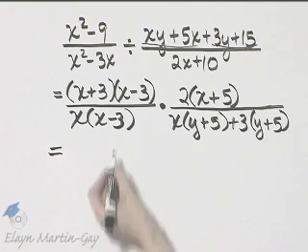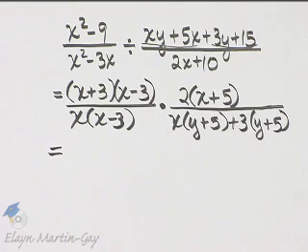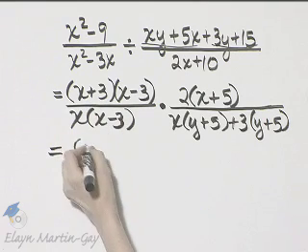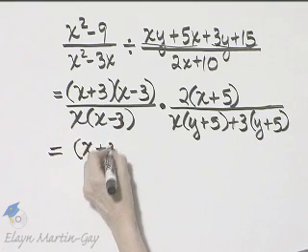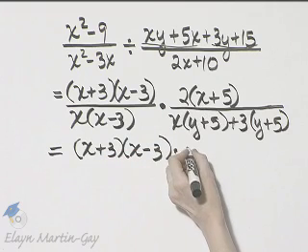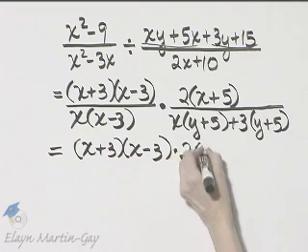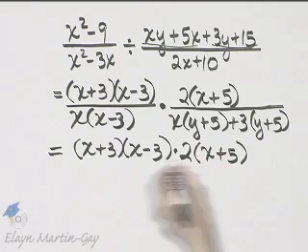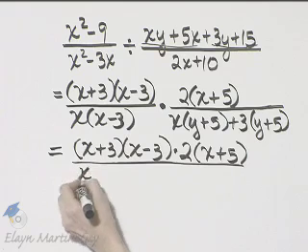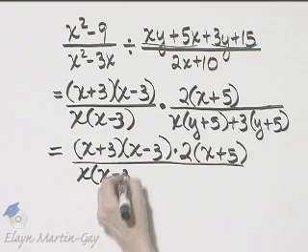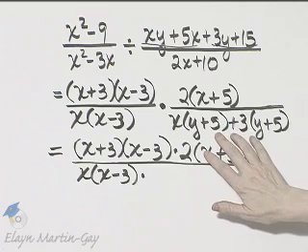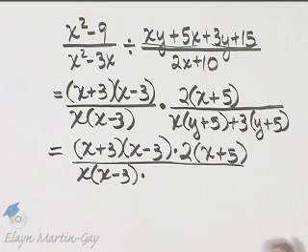But how do you multiply? It's numerator times numerator over denominator times denominator. So let me go ahead and write it that way. Numerator, x plus 3 times x minus 3, times numerator, that's 2 times x plus 5, all over denominator x times x minus 3, times denominator, and now I'll finish factoring this original 4-term polynomial.